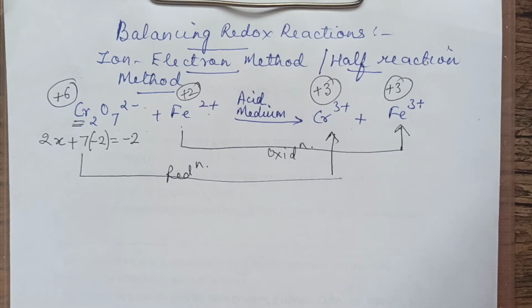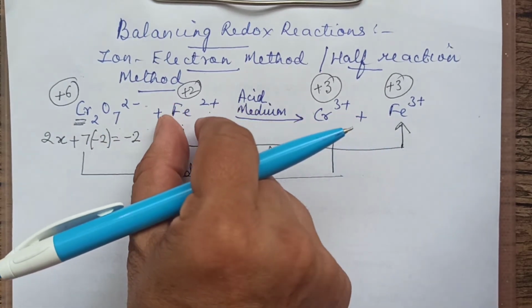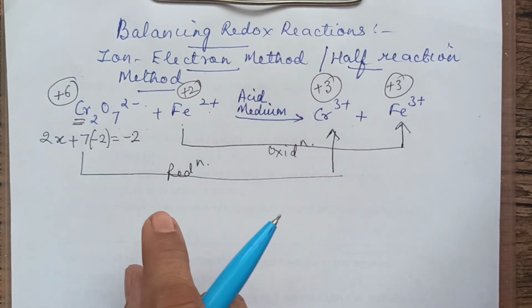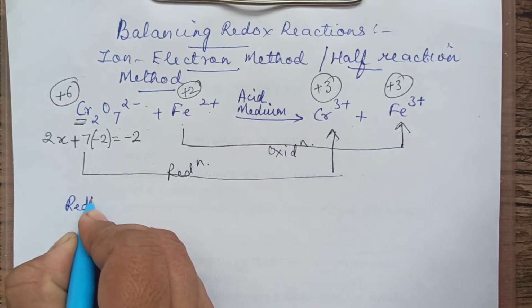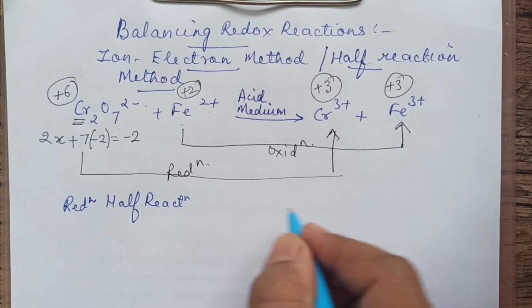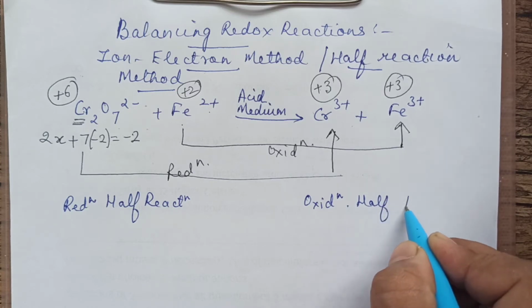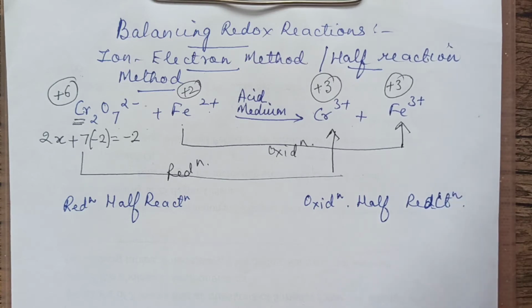The second step is to identify which element has undergone oxidation and reduction. In fact, we can say Cr2O7 2- is reducing to Cr3+ and Fe2+ is oxidizing to Fe3+. Now we will divide this whole equation into two halves. One we will write as the reduction half reaction, and the second one as the oxidation half reaction.